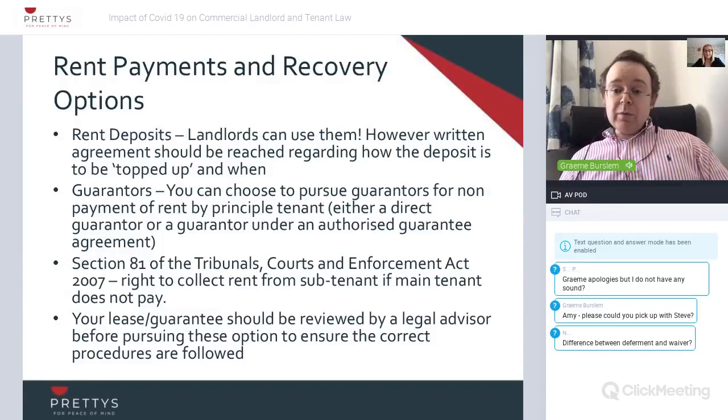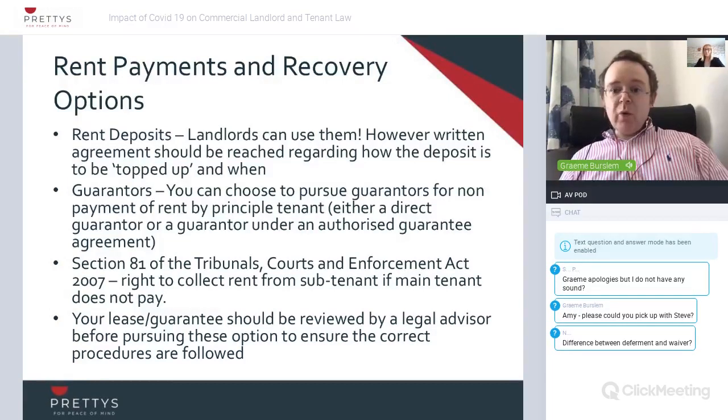Again, look at them, see what you have to do, and at what point you are entitled to actually go to the guarantor and say, hey, tenant's in default, I need you to make this good for me, please. Linked to this, vaguely linked to this, Section 81 of the Tribunals, Courts and Enforcement Act.